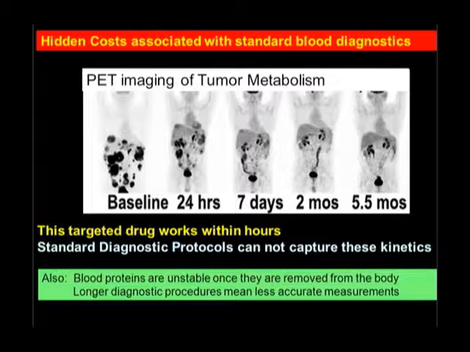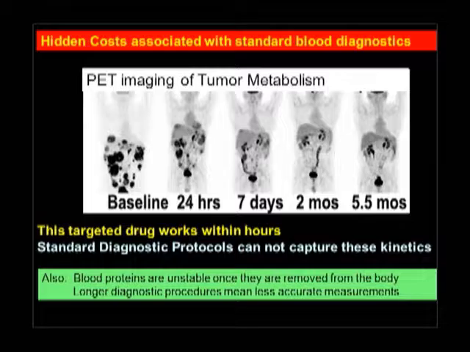It doesn't mean that the tumors are gone, it just means that their metabolism is shut down, the drug is working. And so we don't do any diagnostics on that type of time scale, and yet that's how the kinetics of the drug are working. And if you're going to be taking 10 milliliters of blood from a patient, you're not going to do it on a high frequency basis. In addition, the blood proteins are unstable once they're removed from the body, and so the longer you wait before you measure the levels of the blood proteins, the less accurate your measurements.